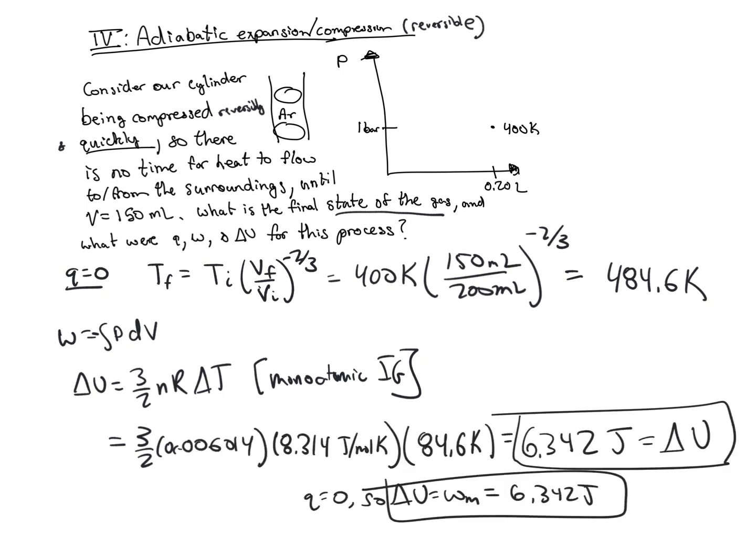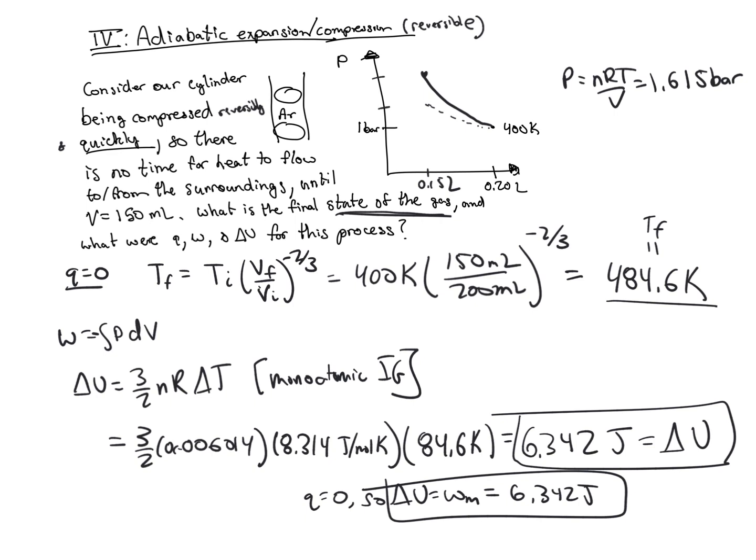so plugging in and solving, 6.342 joules is delta U, and since Q is 0, that's also equal to the mechanical work. One thing we didn't solve for was the final pressure. We should do that here as well. The final state, you know that T is 484.6, we know that V is 0.15 liters, but to plot it on our diagram here, we can get P is nRT over V, which is equal to 1.615 bar.